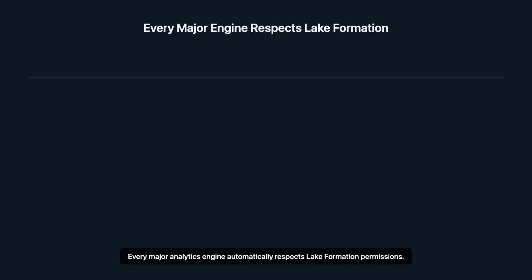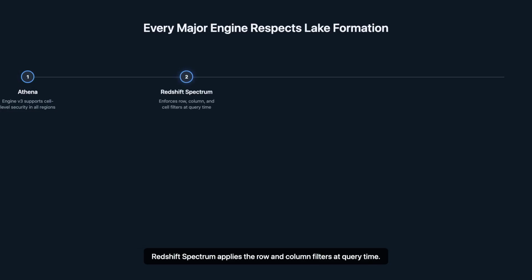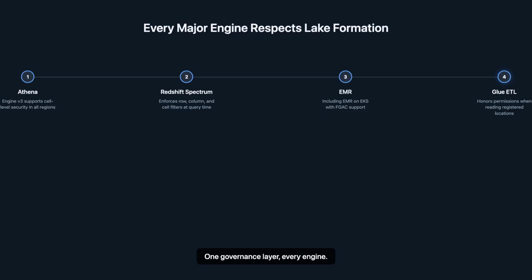Every major analytics engine automatically respects Lake Formation permissions. Athena enforces cell-level security in Engine version 3 in all regions. Redshift Spectrum applies the row and column filters at query time. EMR, including EMR on EKS, supports fine-grained access control. And Glue ETL honors permissions when reading registered locations. One governance layer, every engine.